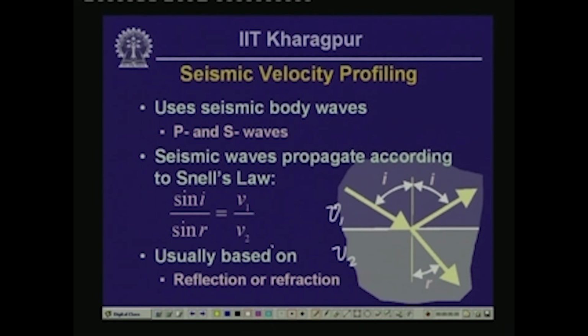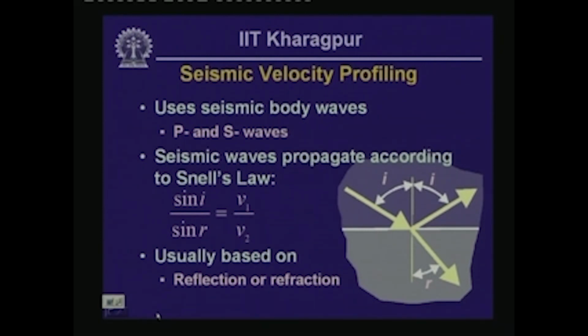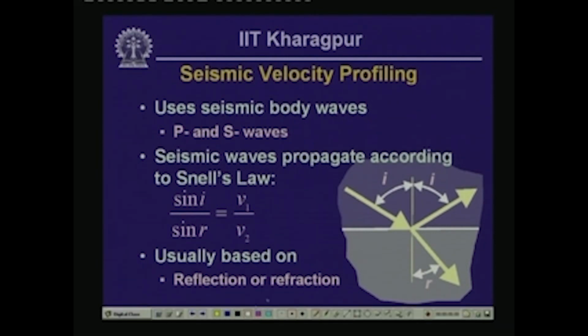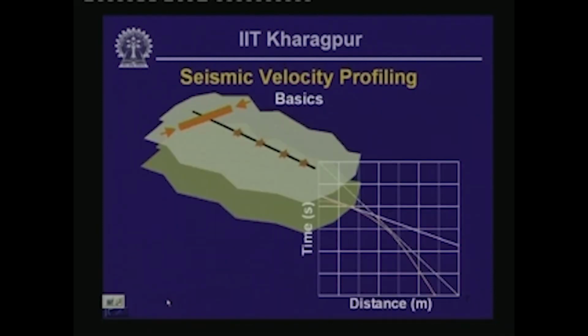Now, seismic velocity profiling is usually based on reflection of seismic waves, and the reflected wave in this case is the one that is shown there, and the wave below is the refracted wave. This is known to you from preliminary physics courses. So, basically we make use of reflected waves and refracted waves. How we do that is going to be explained next.